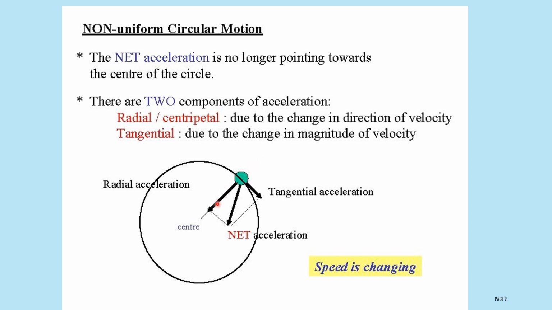Radial acceleration always points towards the center of the circle, along the radius of the circle. Tangential acceleration exists only when there is a change in the speed of the object. But here one thing you have to observe: net acceleration is no longer pointing towards the center of the circle. Therefore, in non-uniform circular motion, you can observe a change in speed, velocity, and acceleration at each and every point. This type of motion we call non-uniform circular motion.